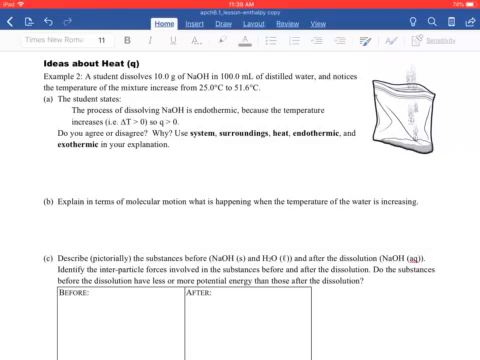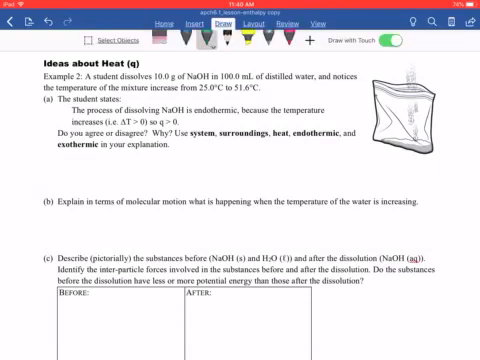All right, example number 2. It says a student dissolves 10 grams of NaOH, so sodium hydroxide, in 100 milliliters of distilled water, and notices that the temperature of the mixture increases from 25 degrees Celsius to 51.6 degrees Celsius. I'm going to go ahead and underline the most important pieces of information there. We have 10 grams of sodium hydroxide in 100 milliliters of distilled water, and the temperature increased from 25 to 51.6. So we might need those for later parts of this example.